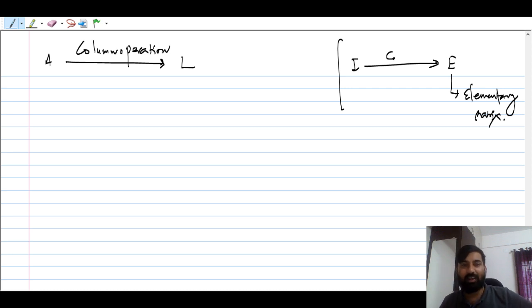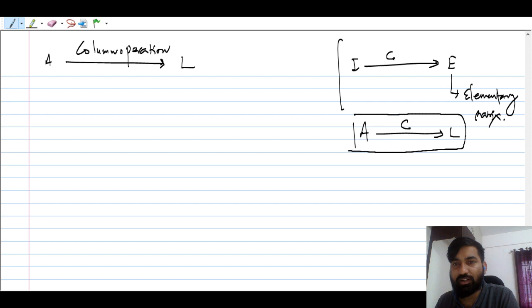Keep in mind, I is the identity matrix: diagonal elements are 1 and the off-diagonal elements are 0. I becomes the elementary matrix when you apply a column operation. Whatever column operation you applied on A to get the L matrix, you have to apply the same on I. Now let's see how to do it.